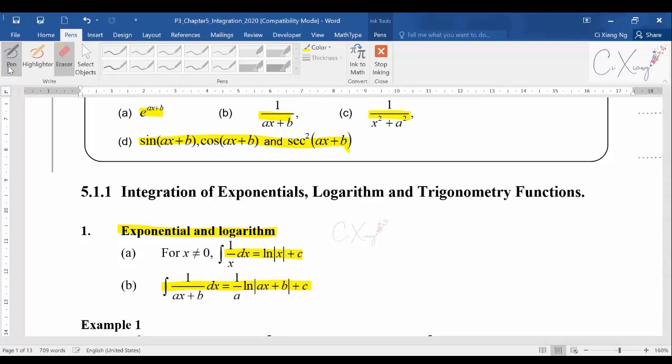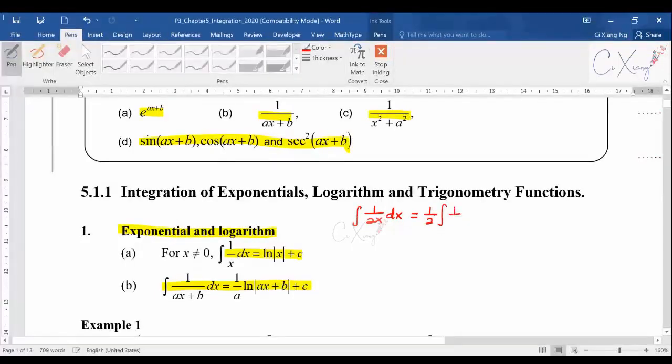Okay, so as an example, let's say I want you to integrate 1 over 2x. When I want to integrate 1 over 2x, I will take out the 2 because the 1 over 2 is a constant, so I just integrate the 1 over x. Therefore, I will have 1 over 2 ln x, then plus c.